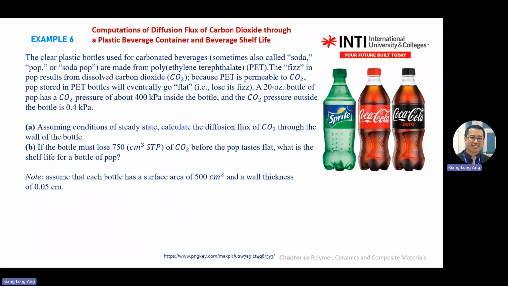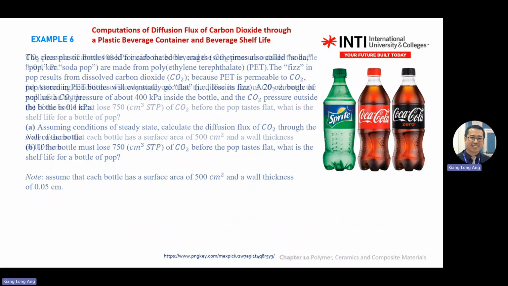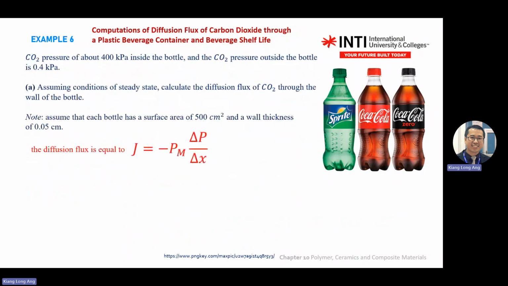Okay, we solve for A first. So you use diffusion flux J equal to minus PM delta P over dx. Minus means it goes outside. This is the gradient, so basically this is the change of pressure, and this is the thickness, which means it goes through the plastic here.